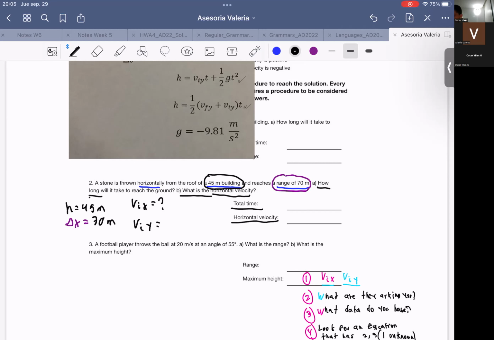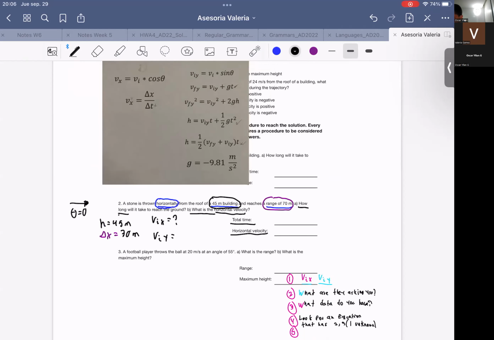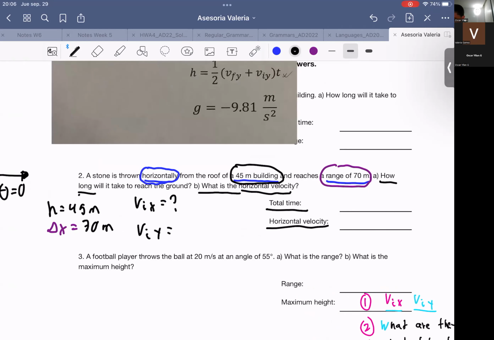Yes, perfect. Because here it says horizontally. Basically, what's going to be our angle? 0, right? And if you remember, the sine of 0 is going to give us 0. So basically this is going to be 0 meters per second.